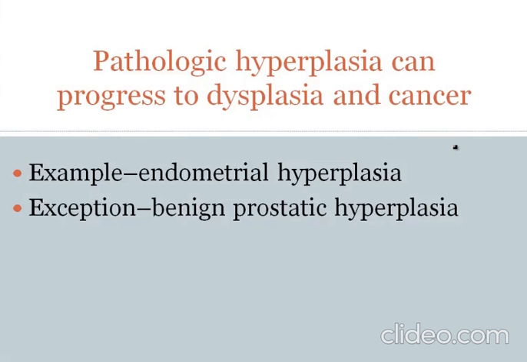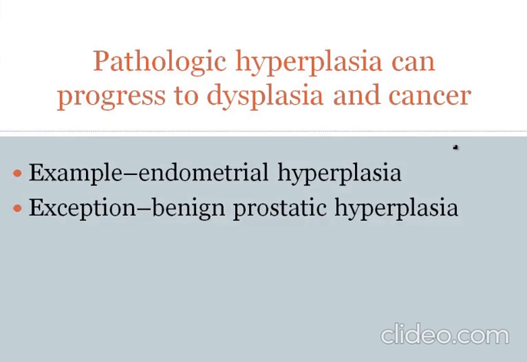Maybe we should take a step back and contrast pathologic hyperplasia to physiologic hyperplasia. An example of physiologic hyperplasia would be pregnancy, where due to some physiology of the organism, hyperplasia occurs. And there is no increased risk for cancer with physiologic hyperplasia. However, with pathologic hyperplasia, there is an increased risk for dysplasia and cancer.